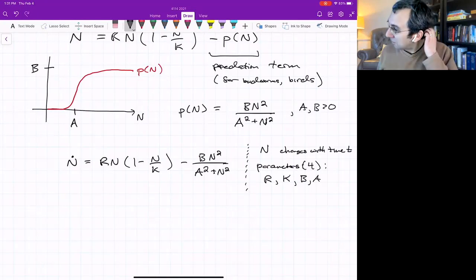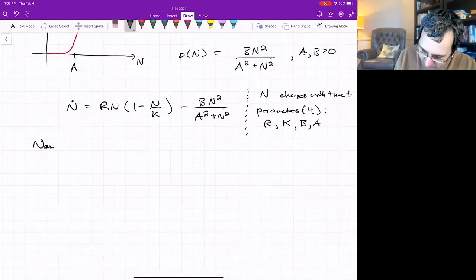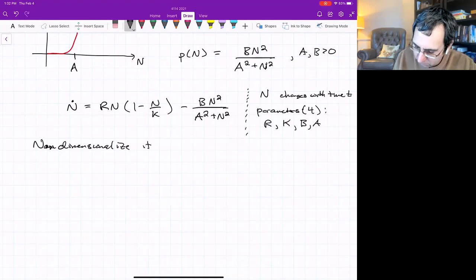Now, it's always simpler if you want to analyze the dynamics and what's really important. It's good to non-dimensionalize. And in this case, we would like to non-dimensionalize. If we use the Buckingham Pi theorem, let's talk about non-dimensionalizing this.